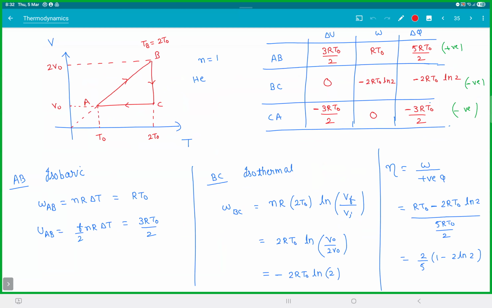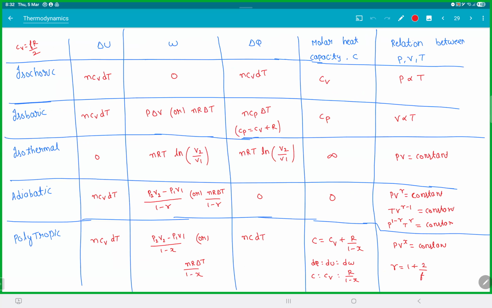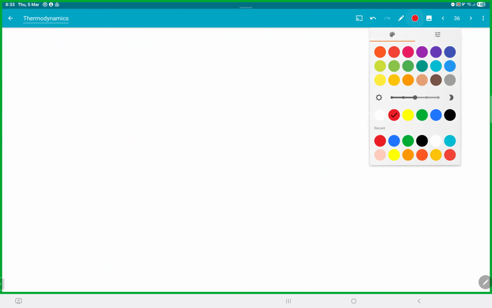Yeah, come on everyone, let's start off. So last thing we were doing, efficiency of a cycle. Hope everyone has gone through the notes. Perfect. So let's go ahead with a few more questions on this. The main thing, I hope everyone remembered all these results for each process: the work done, the delta U, and everything. Let's go ahead with one more question.